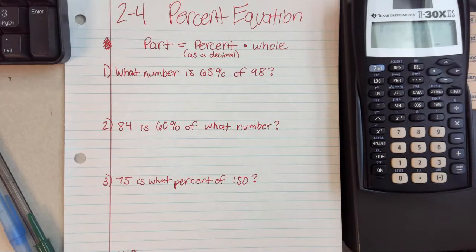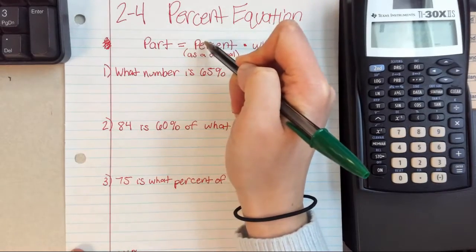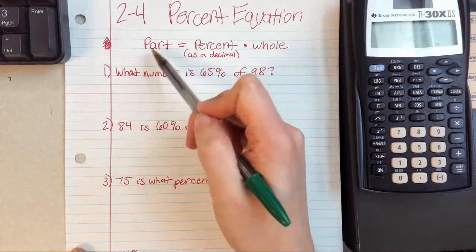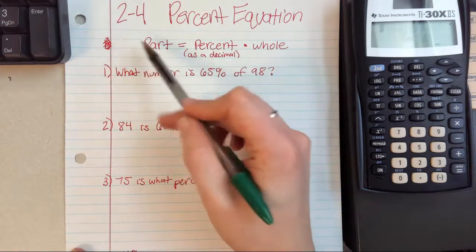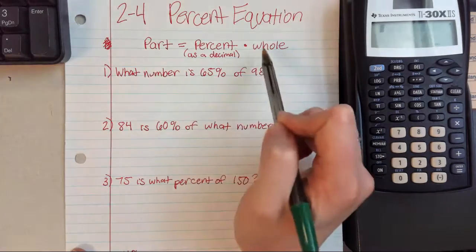2-4 is the percent equation, and it's very similar to the percent proportion, which remember was part over whole equals percent, and the percent was written as a fraction. So really all we've done is move the whole from the denominator over here, multiplied it on that side so it canceled, and multiplied it on this side, because what you do on one side you do to the other.